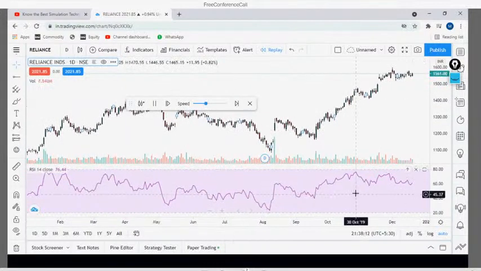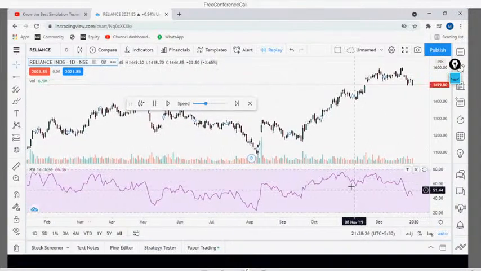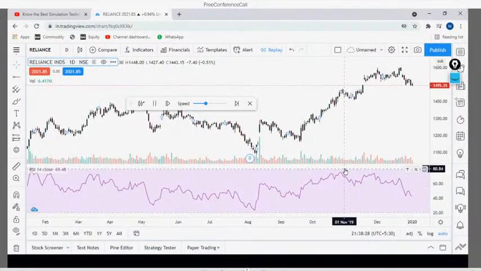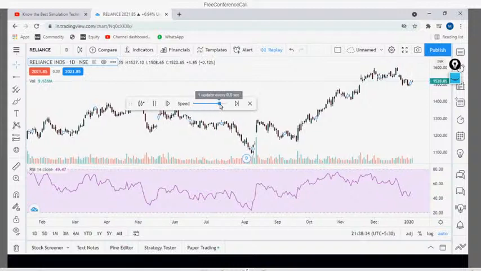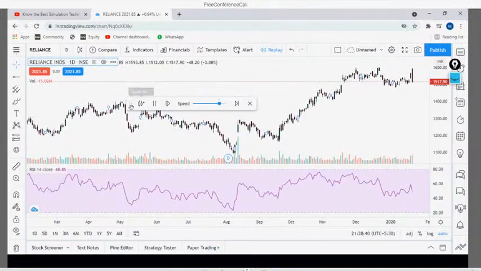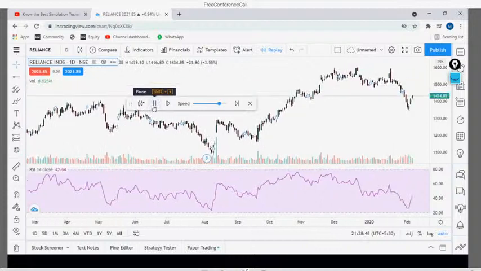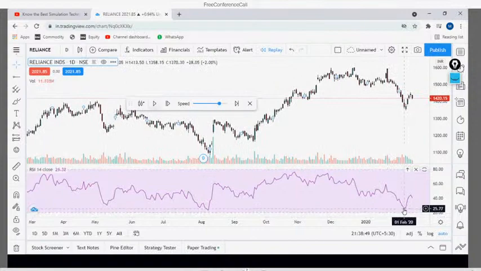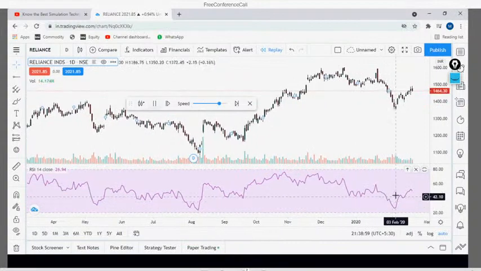I think we should have taken 70 maybe. For Reliance, we should have taken 70, because whenever it is going to 70, it is taking a reversal, not exactly going to 80. So let me fast forward a little. Yeah, see here, when it came to this level, it is 25 or somewhere near 20 only. From there, it took a bounce, and after that again came down. So as per history, whenever it is coming near 20, it is giving a bounce.